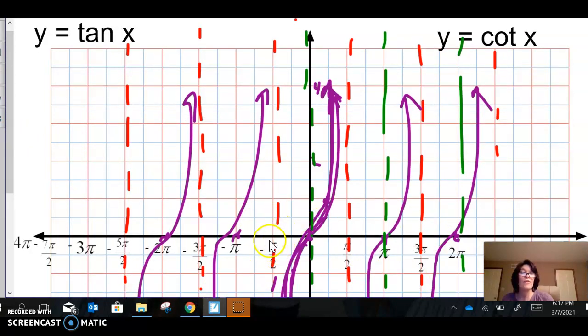Our first tangent curve goes from negative pi over 2 to pi over 2, and it's an increasing function. Then from pi over 2 to 3 pi over 2, it's an increasing function again. I started to graph cotangent at the same time, but I don't really want to do that. So tangent and cotangent, that's what they look like.